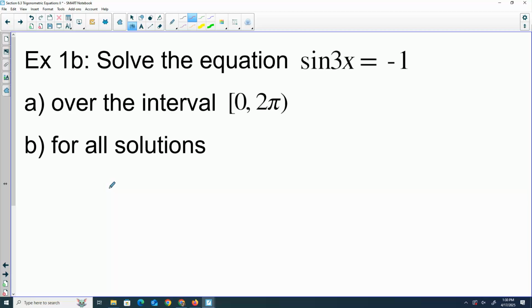Alright, so this one, I already have sine by itself. We need to know when sine is equal to negative 1. Okay, so my angle is 3x. When is sine negative 1? On the unit circle, sine is the y, so if y is negative 1, that is at 270. And I did say radians on this, so 3 pi over 2. Okay.